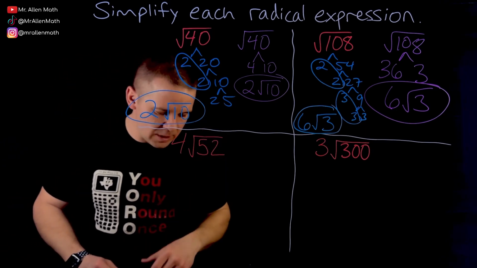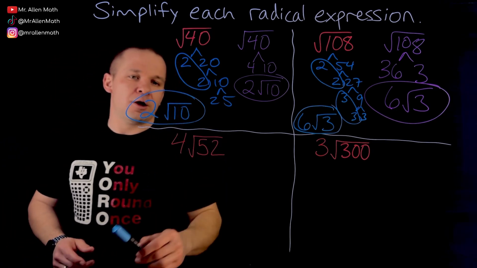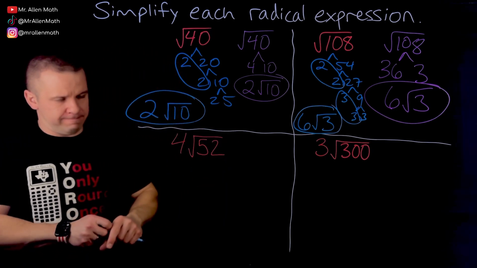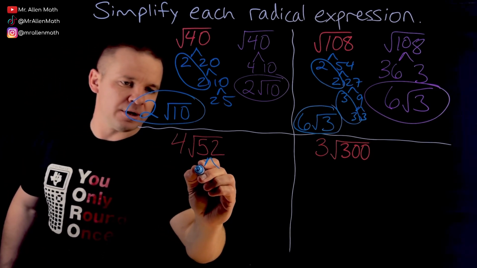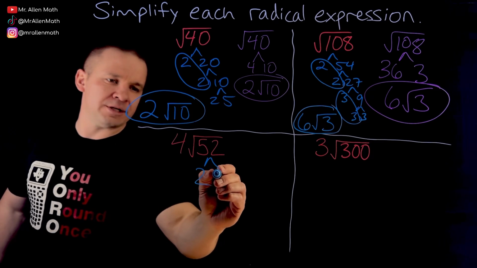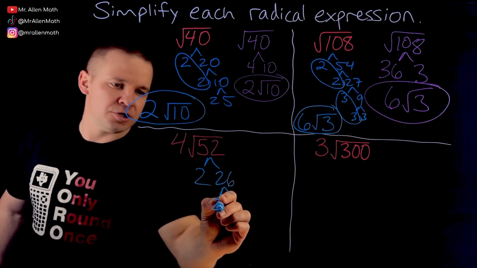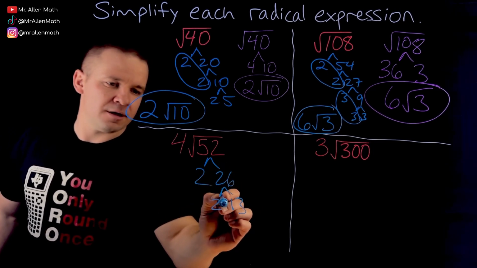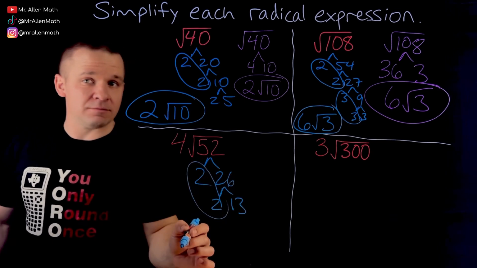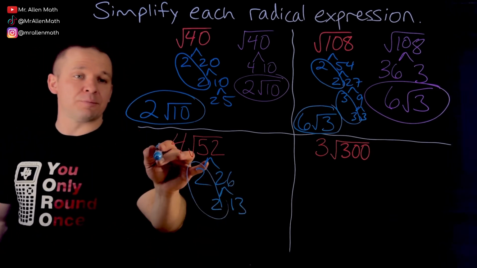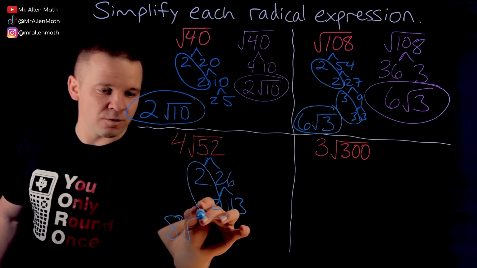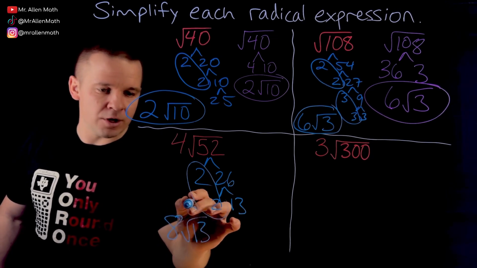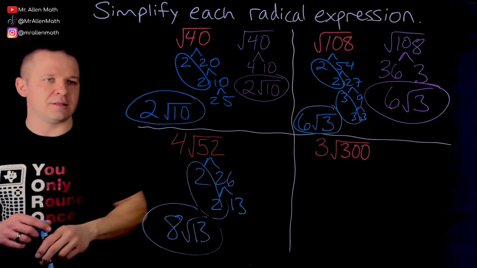Awesome. All right. Next one over here. 4 root 52. Well, it's going to start the same. I'm going to break this thing down, okay? So I'm looking at 2, and then I have 26, 2, and 13. So a pair of 2s, that's going to come out. 2 comes out and gets multiplied to that 4, giving me 2 times 4 is 8, square root of 13. Boom. All right, there we go.